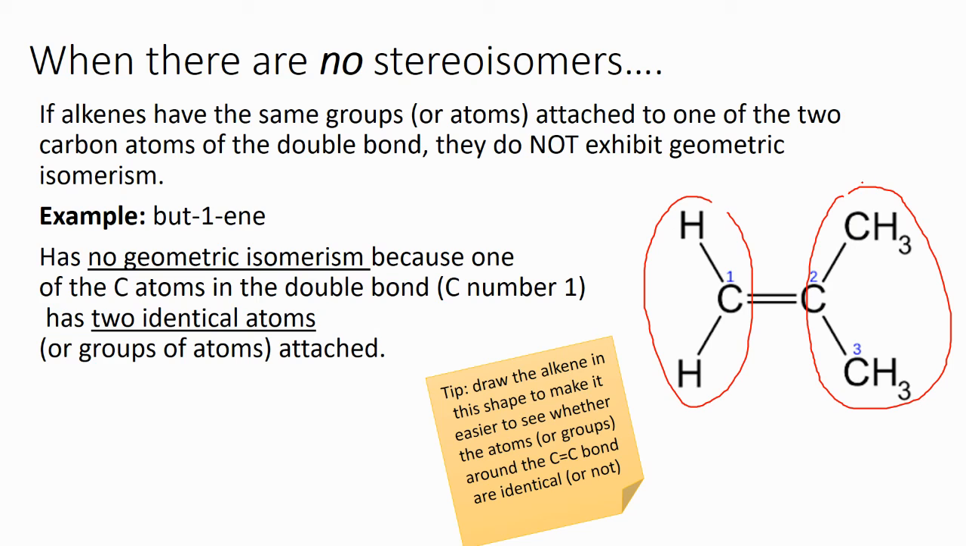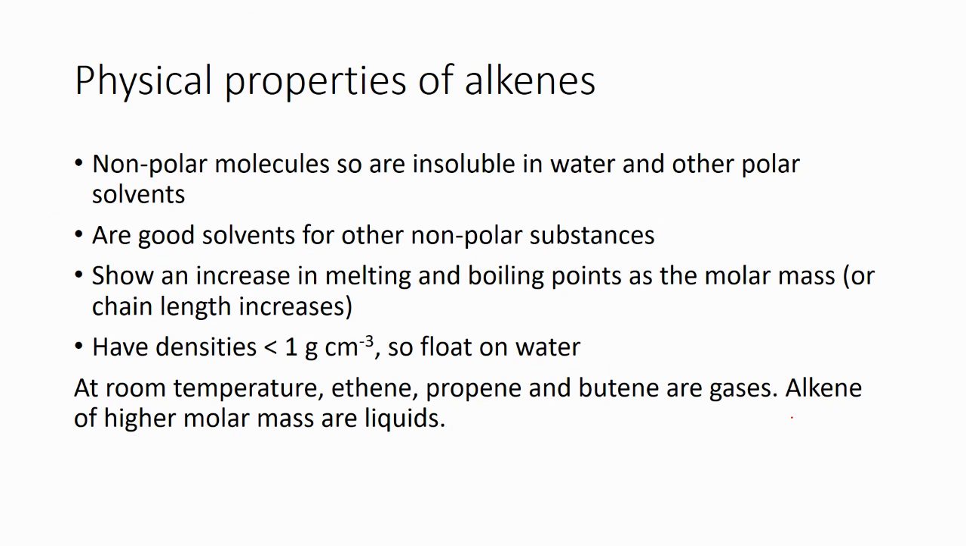This example here is methylpropene, but it has no geometric isomerism because both carbon atoms have identical atoms or groups attached. And this tip is just saying if you draw it in this shape, then it's easier to see the cis-trans isomerism or not.